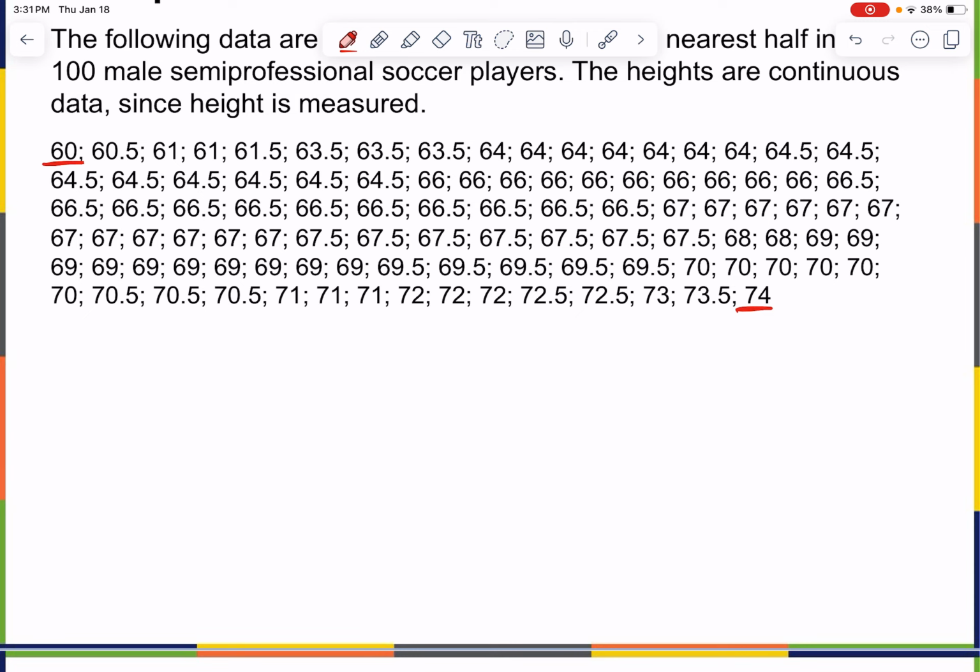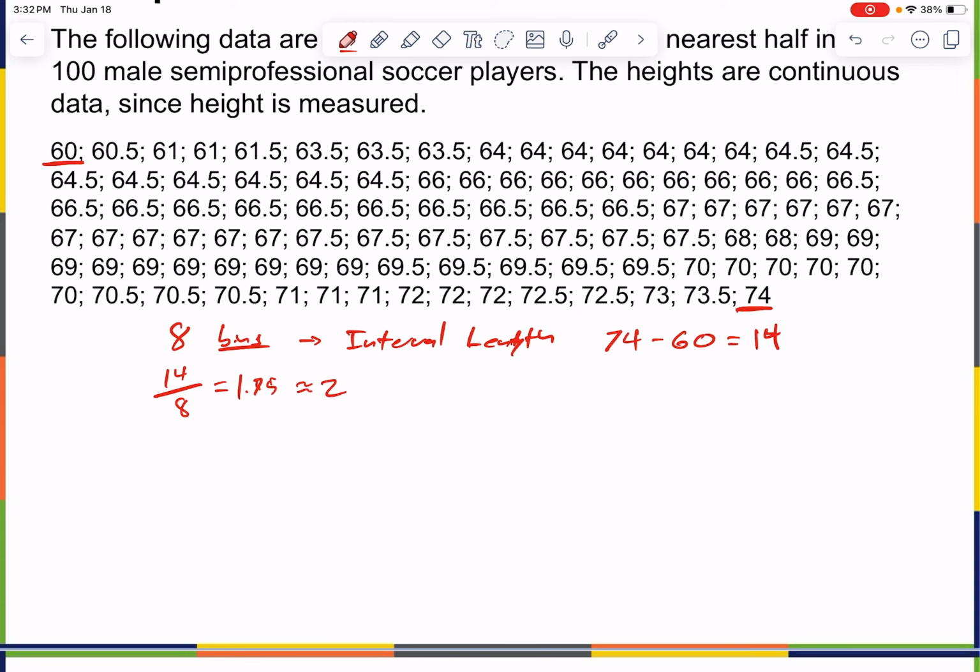So when I'm creating my bins, first I need to decide how many bins I want. There's 100 data values, so I'm going to say 8 bins. If there's 8 bins, what should the interval length be? Well, let's see what the difference is. The biggest value is 74 and the smallest value is 60. That difference is 14. If I divide that by 8, because there's 8 bins, I get 1.75, which is roughly 2. So I'm going to go ahead and just do 2 for my interval length.